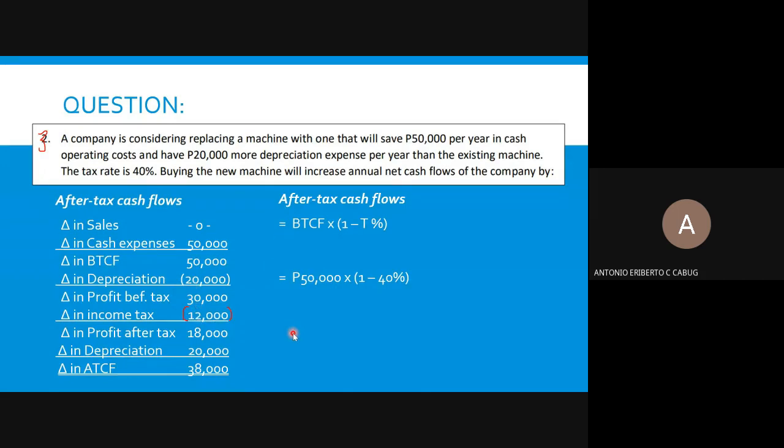So meron tayong tinatawag na depreciation tax shield. Plus depreciation times the tax rate. That's plus depreciation times T. You would have 20,000 times 40%. Yun na yun. So you would have 50,000 times 1 minus 40%. It's 0.6 plus 20,000 times 0.4. You will have a total of 38,000 pesos. Very good, everyone. Mukhang lahat naman ay nakatama. 38,000 pesos is your increase in after-tax cash flow. That's number 3.